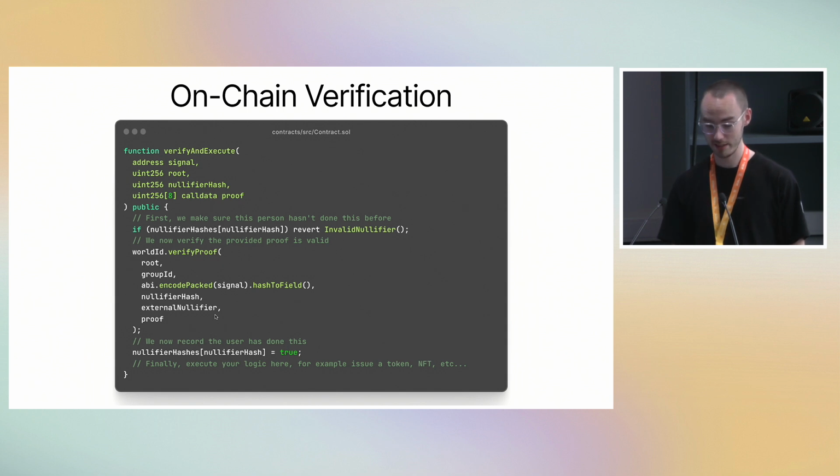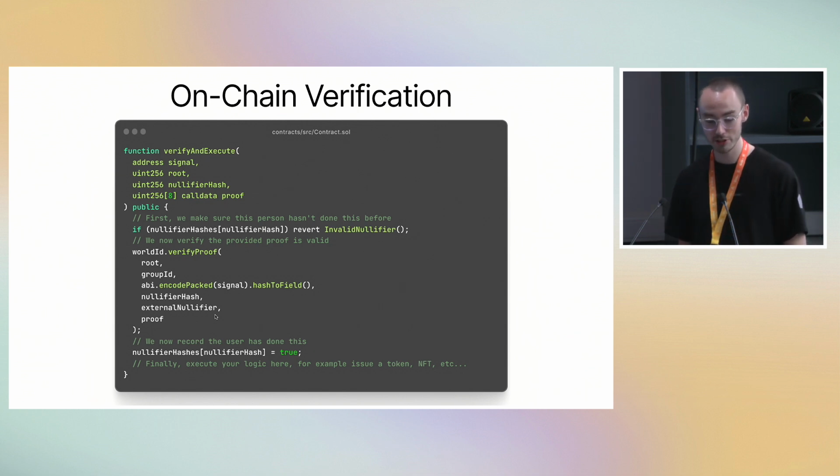Then we have the signal hashed a specific way to ensure that it's within the field of the curves used for the zero-knowledge proof. The nullifier hash, that external nullifier we set in our constructor, and the proof. That verify proof function call will revert if the user is not verified or the signal is incorrect or for whatever reason it shouldn't. But if it does verify correctly, the program just continues. There's no value returned or anything like that.